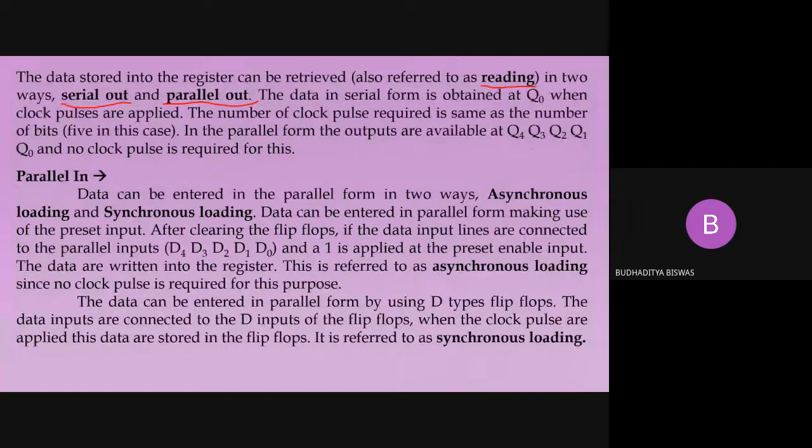Now you need to know what is the difference between these 2 things, or what is the meaning of asynchronous loading or synchronous loading. First, what is the meaning of loading?